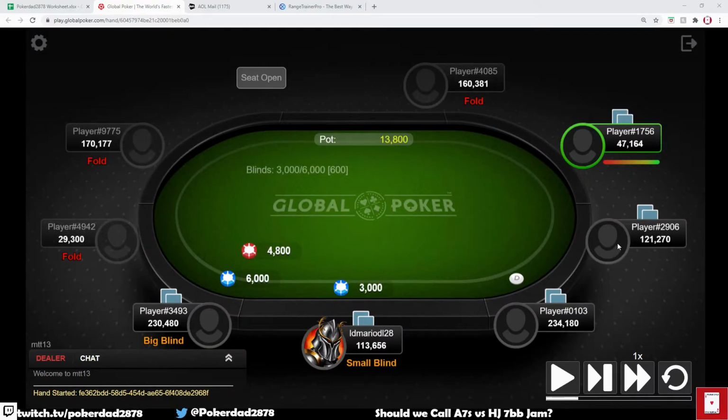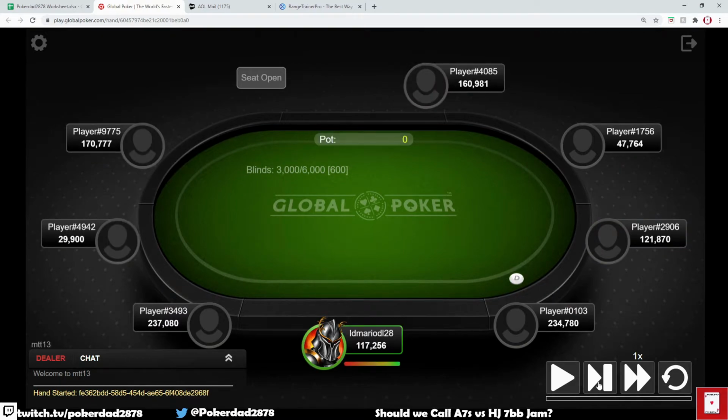In this hand, I'm asking myself the question, should we call A7 suited in the small blind versus a 7 big blind jam? And I think I'm asking this question because the big blind covers us. I'm going to say that yes, we should, because the big blind has to call with a very tight range. Now, I know that I'm never calling wide enough here. But I just want to see, because this is a spot that confuses me a ton on how to play.